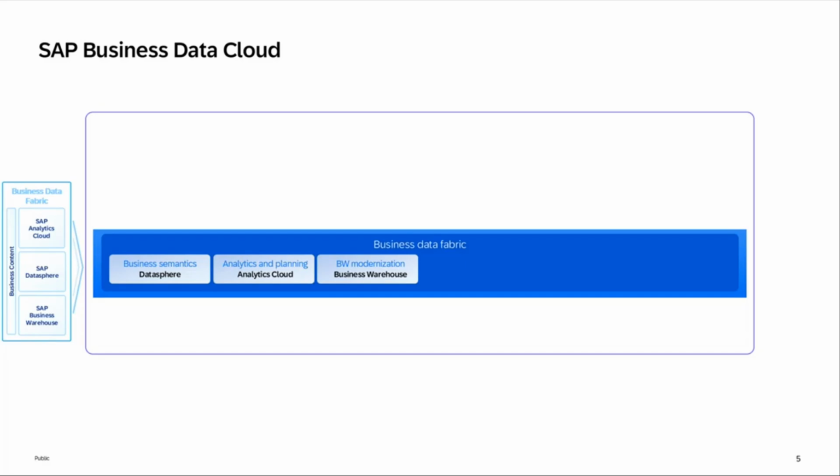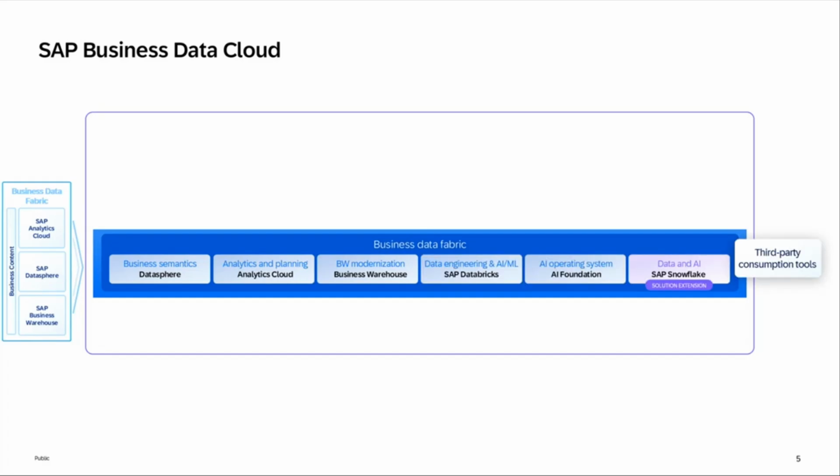SAP DataSphere, which is basically a successor of Business Warehouse, BW. So with Business Data Cloud, the first thing we're doing is that we repackage those three solutions under one brand. What we do as well is that we package third-party solutions, namely Databricks and Snowflake. We have specific versions of those solutions, again, in the same offering. So this is for the Business Data Fabric.